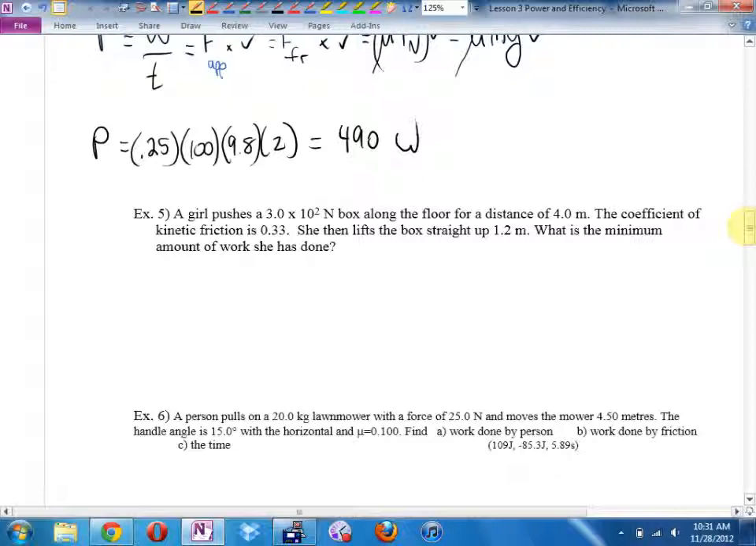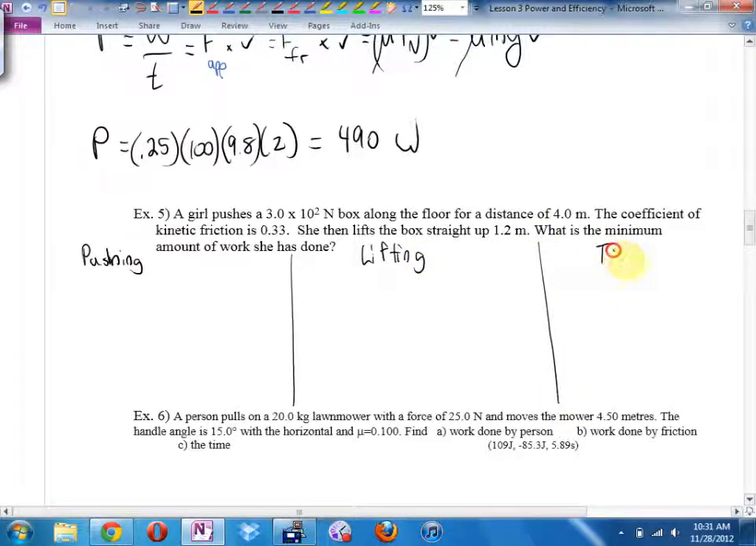I think there's 2 situations here. I think there is pushing. I think there is lifting, and then we'll total them up. Let's do the lifting first. How much work do you do when lifting? I think that one we've done a bunch of times. When you're lifting, it's mgh.